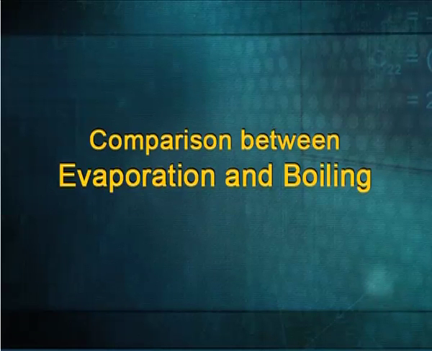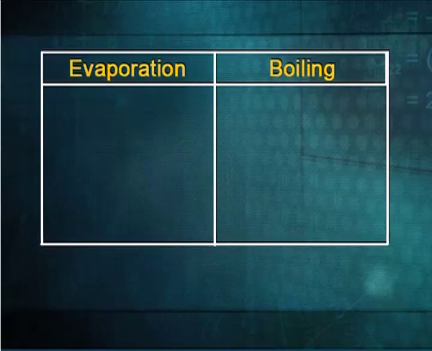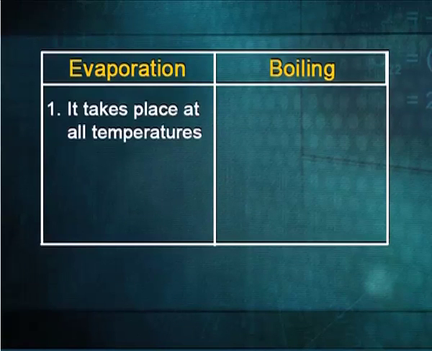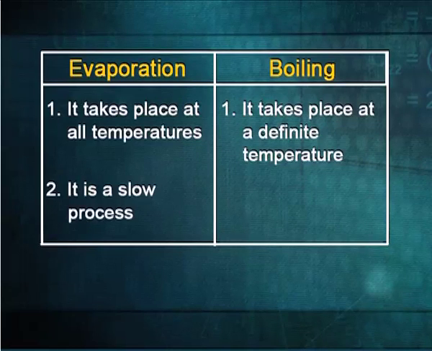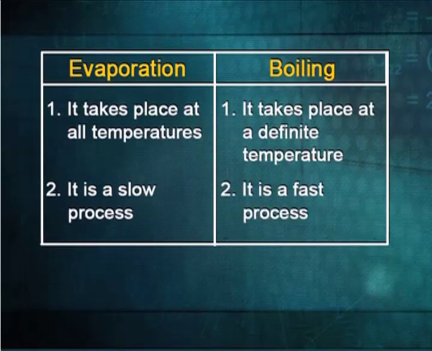So, I think you are able to differentiate between these two phenomena. So, I will tell you. Evaporation: the first thing is evaporation occurs at all temperatures, but boiling occurs at a particular temperature. For example, the boiling point of water is 100 degrees Celsius. Second point of difference is evaporation is a slow process and boiling is a fast process.